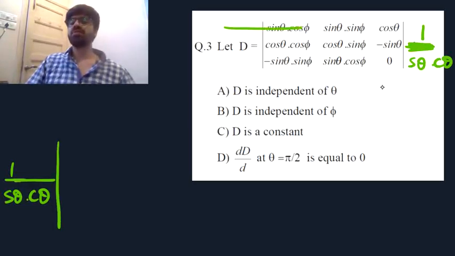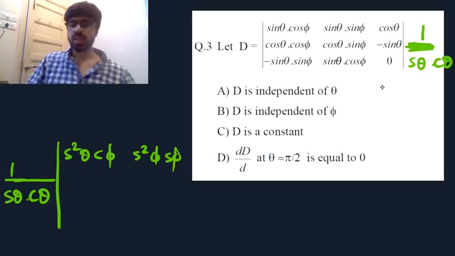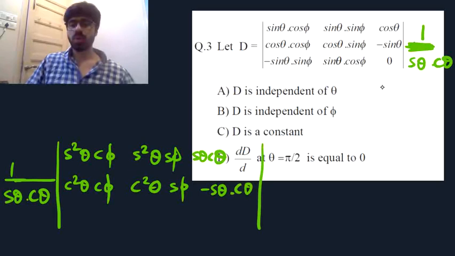Inside the determinant, like I said, the first row is getting multiplied by sine theta. So we have sine square theta cos phi. Then we have sine square theta sine phi. And the last term being sine theta cos theta. The second row will be, there was a cos theta going in the second row. So cos square theta cos phi. Then it will be cos square theta sine phi. This was a theta here. And the last term will be minus sine theta into cos theta. And the last row remaining minus sine theta sine phi and sine theta cos phi. And this being 0.